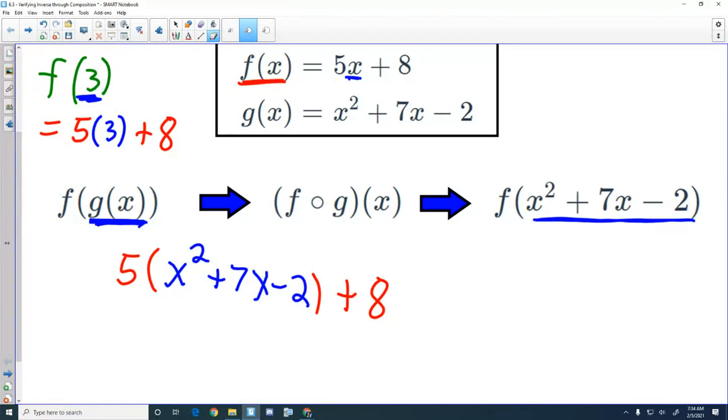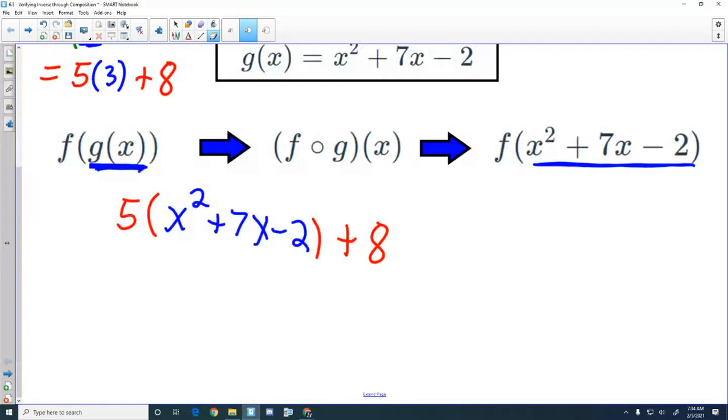Now, once you plug that function in, we can just simplify it. So for example, down here, I've got this 5 out in front of a set of parentheses. To simplify it, we can just distribute. You're all familiar with doing that, aren't you? Just multiply the 5 by everything inside the parentheses.